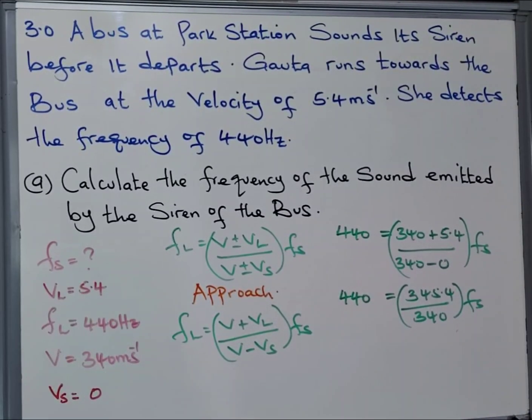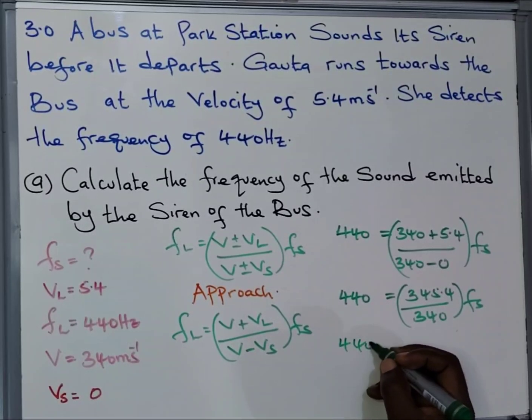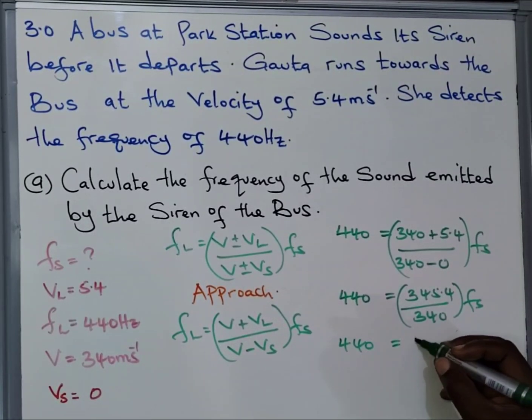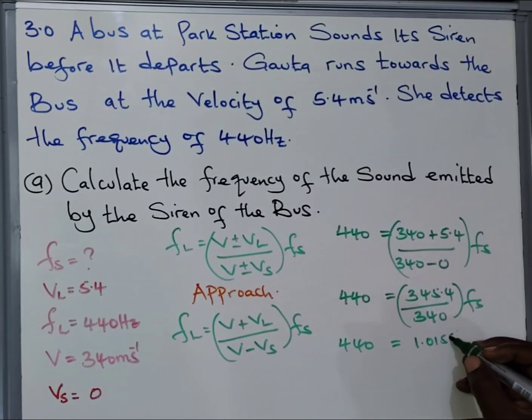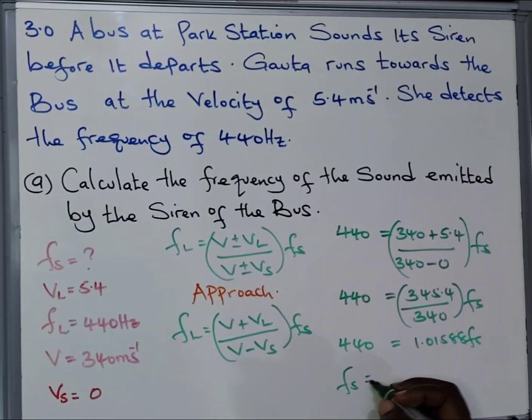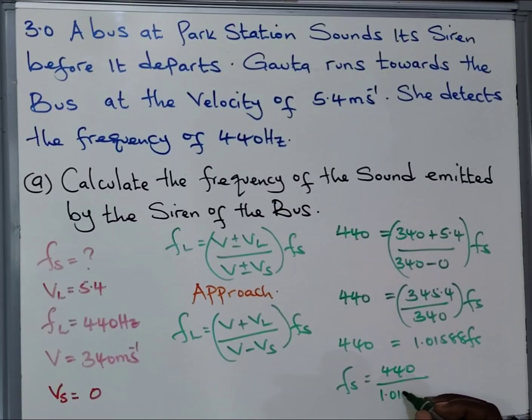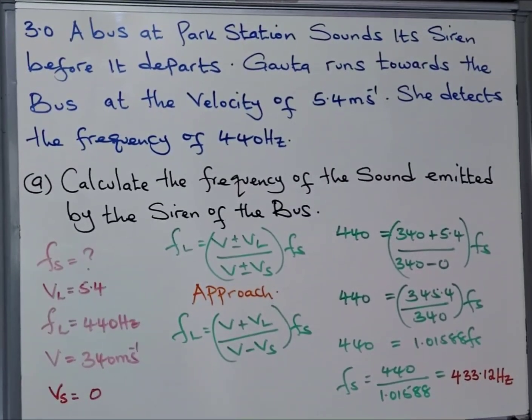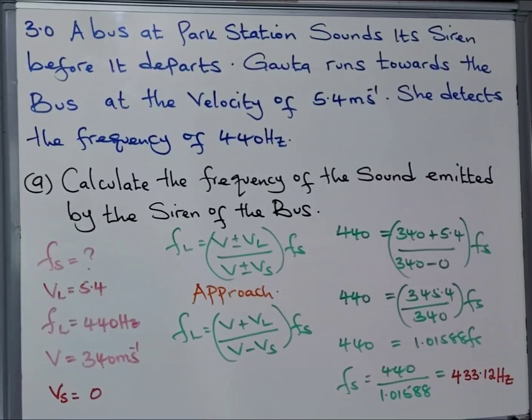And from here, what are we going to get? We are going to get 440 equals 1.01588 Fs. So our Fs is going to be 440 over this. And what you get out of that is going to be our frequency of the source. So that is what we get: 433.12 Hz.